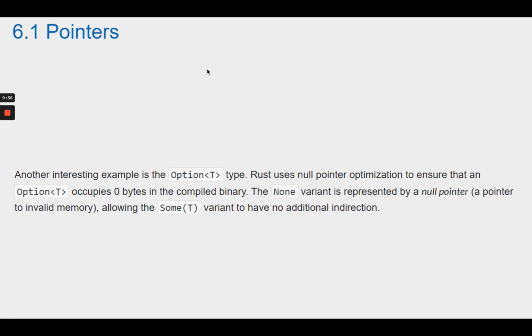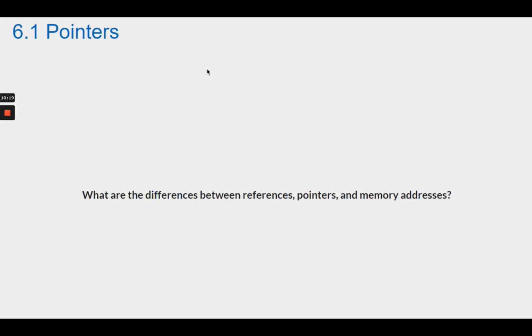Note: Another interesting example is the Option of T type. Rust uses null pointer optimization to ensure that an Option of T occupies 0 bytes in the compiled binary. The None variant is represented by a null pointer, a pointer to invalid memory, allowing the Some of T variant to have no additional indirection.